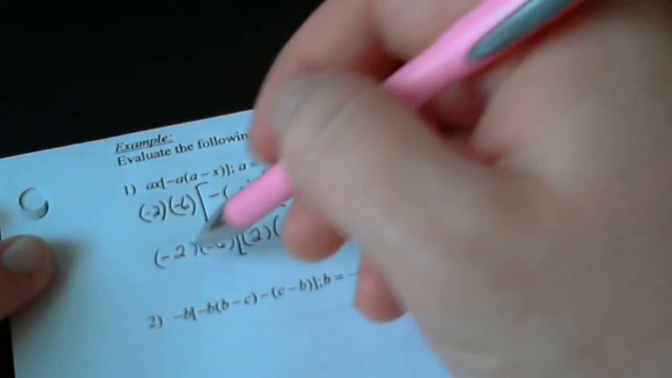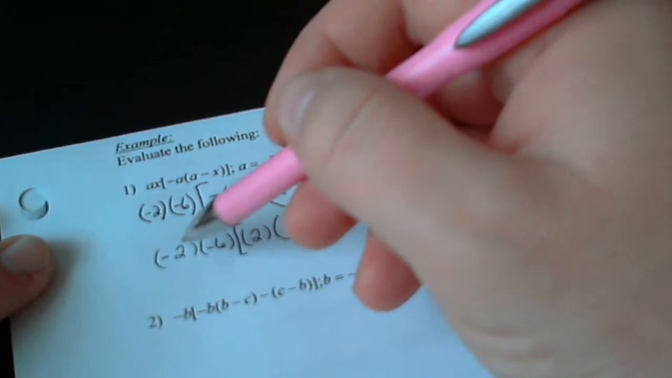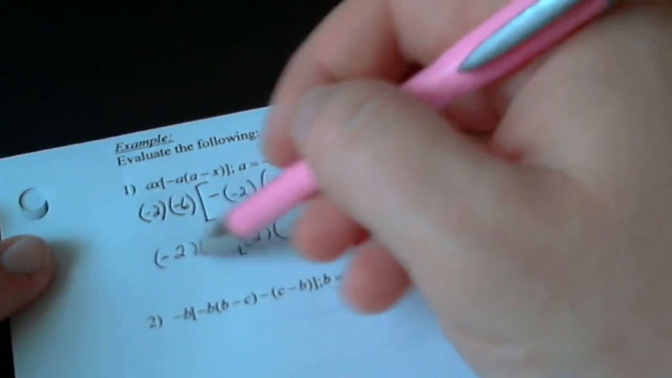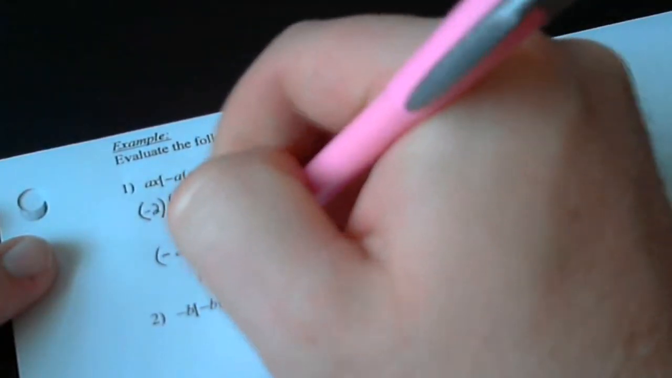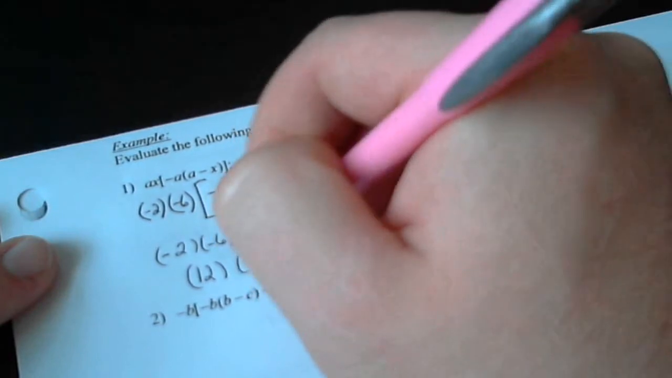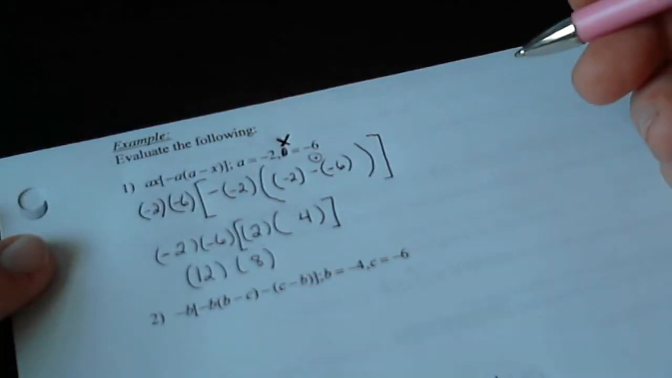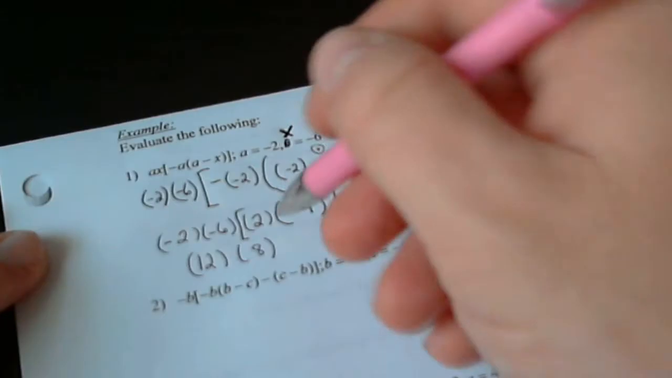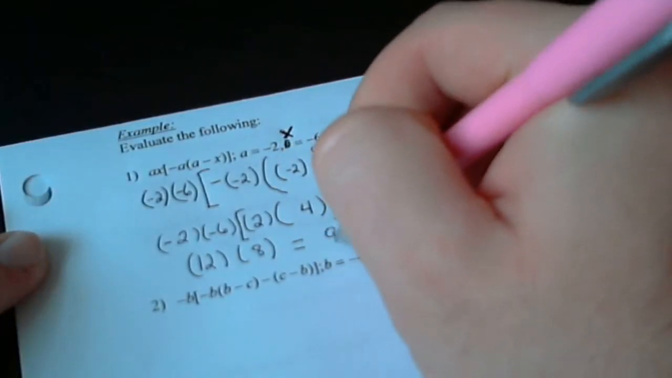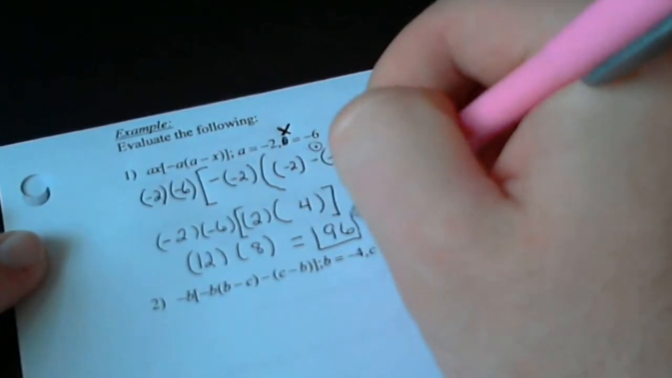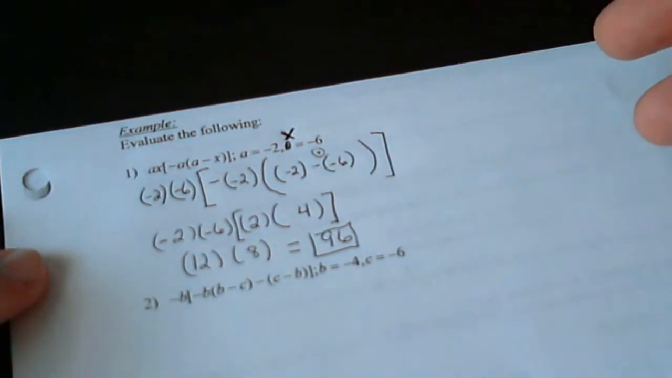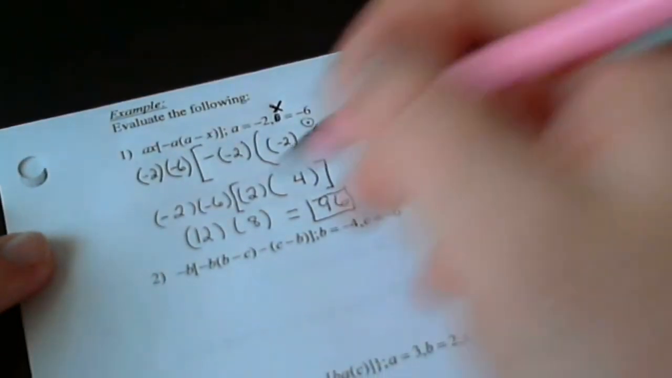Okay, now we can just multiply straight through, really. -2 times -6 is positive 12. And then 2 times 4 is an easy 8. We're left with 12 times 8, which is 96. Okay, let's try the next one.